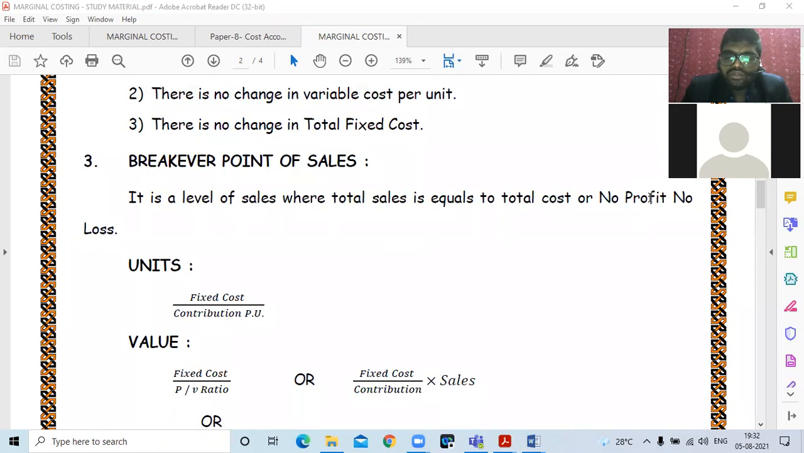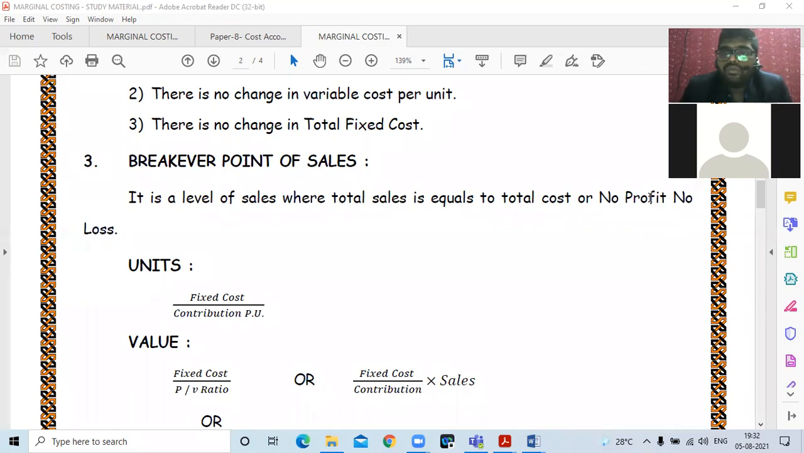No profit, no loss. So for example, initially I have started my business. I'm not earning any profit, but at least I don't have any loss. For example, I'm investing 2 lakh rupees, and that same 2 lakh I have recovered from doing the business. That is my break even point. I have no profit, no loss, so it is zero. Or you can say your total sales is equal to total cost.